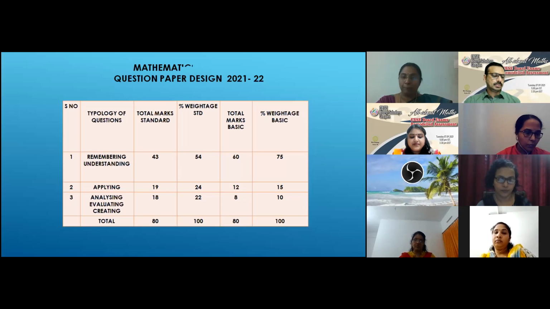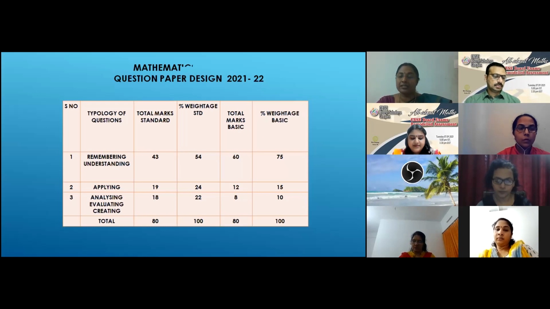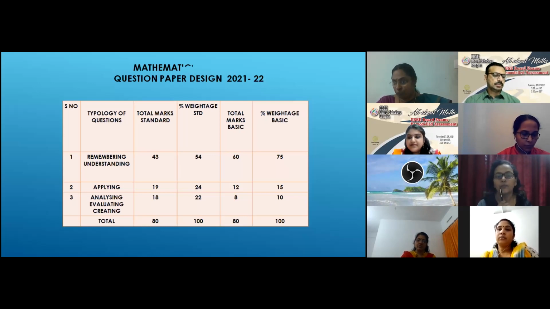That is simple questions of understanding, remembering and understanding. Then applying, directly applying the concept. Then the third one, as per our word, it is HOT questions, otherwise application level questions, which we used to refer. Here, according to 10th standard, we know that we have two papers, one is basic and the other one is standard. According to them, total marks for standard they have given 43, and for basic they have given 60 for remembering and understanding.